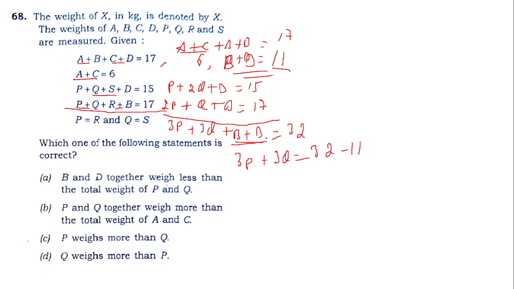From where did I get 11? B plus D is 11 here. So 32 minus 11 is what? How much? 21. So 3P plus 3Q, I got 21. All these are divisible by 3. So when I divide by 3, it becomes P plus Q is equal to 7.